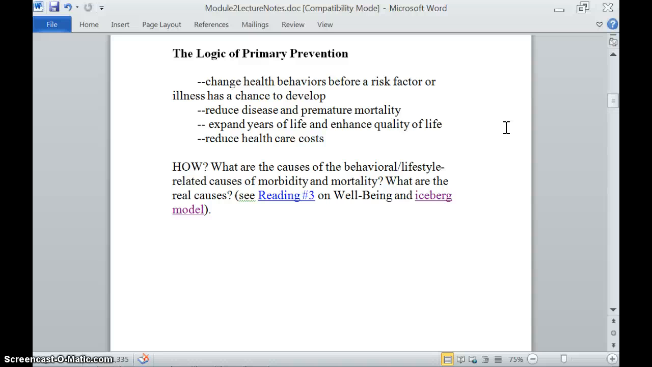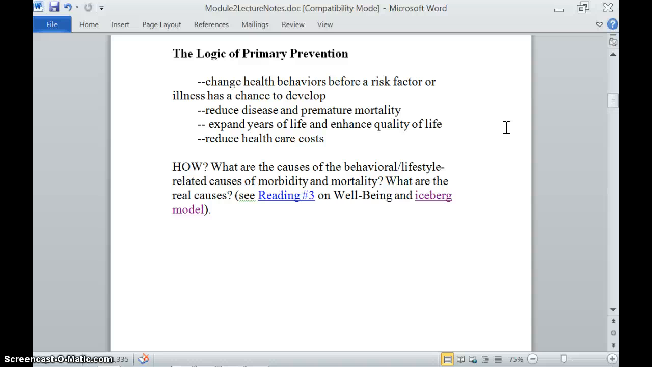You expand your years of life. You enhance your quality of life, and we reduce healthcare costs. So on the surface of things, it's a fairly simple, important aspect of living: primary prevention. The problem is we don't really know how to help people to a certain extent. And you may not agree with all of what I talk about in these lectures, but just keep an open mind and then go from there.